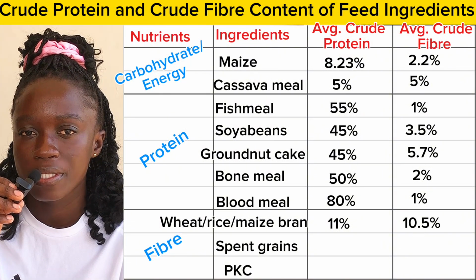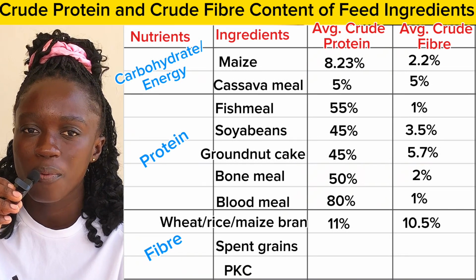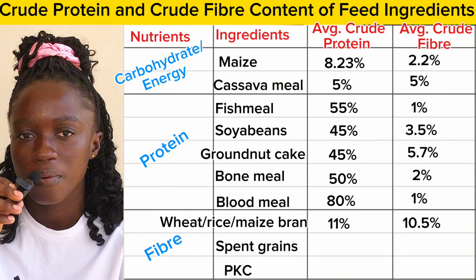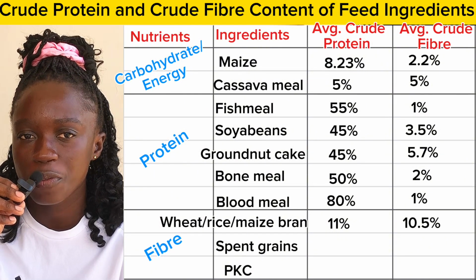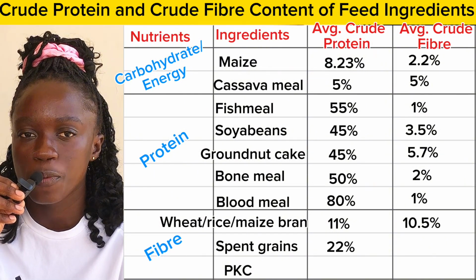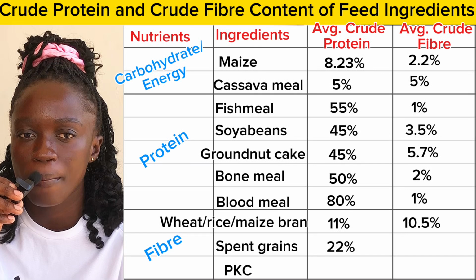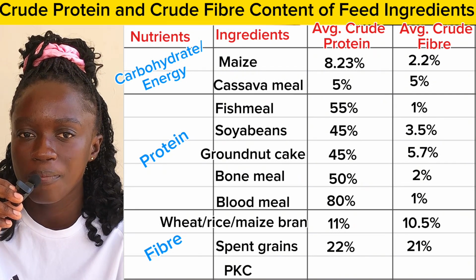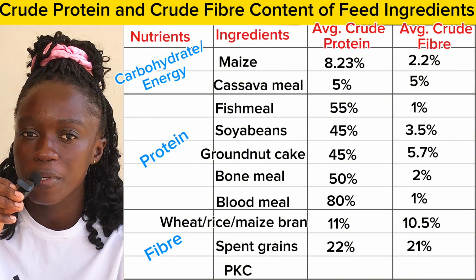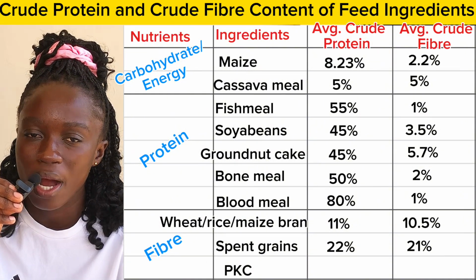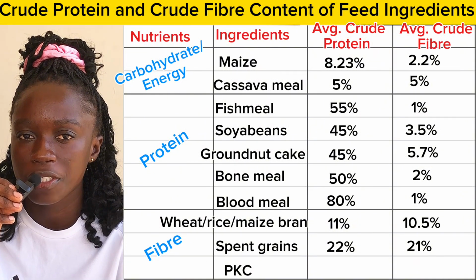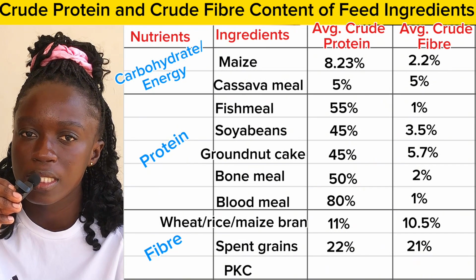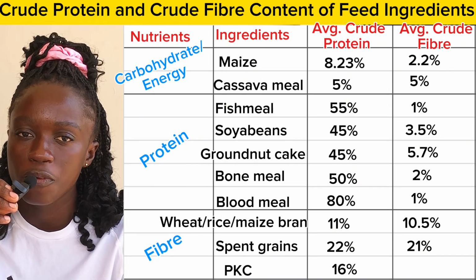Now let's look at our spent grains. Spent grains have a wide range of crude protein values. So by calculation, the average crude protein of spent grains is 22% and the average crude fiber content is 21%. Now for PKC, it's the same thing. The values of crude protein and crude fiber have a wide range. So by calculation, the average crude protein content of our PKC is 16% and then the average crude fiber is also 16%.